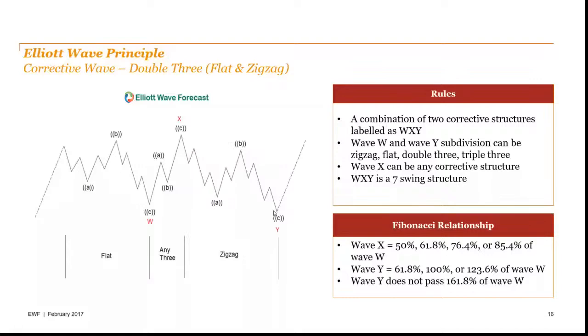So why is it called double 3 anyway? Because this is a 3. ABC is 3 waves, right? It's a flat, it's 3 waves. ABC is a 3. This one, the zigzag, is also a 3. It's also an ABC. So you have 2 3s combined together. It's a double 3. Right?